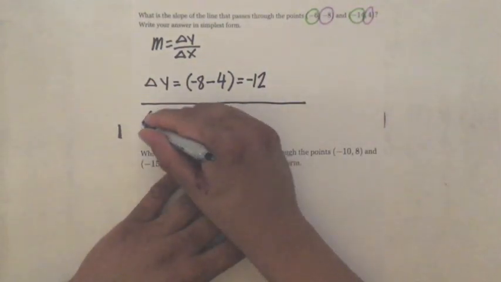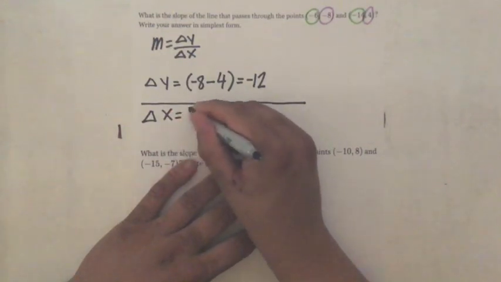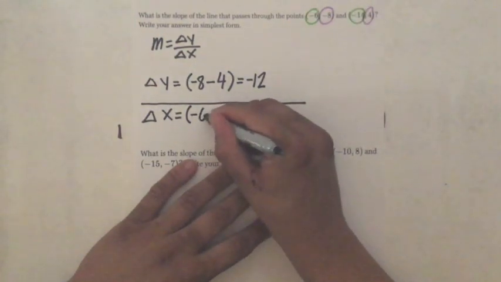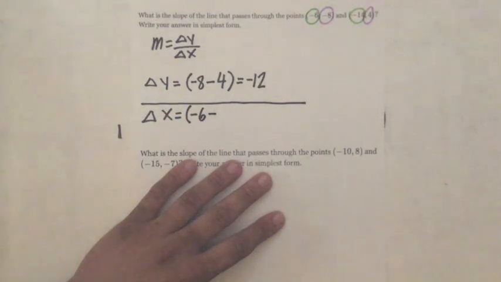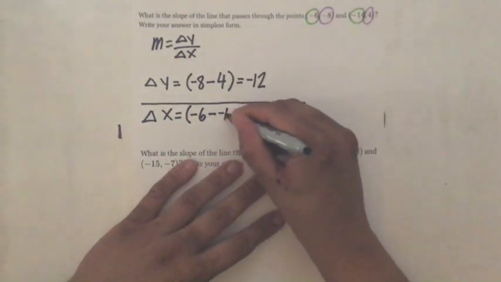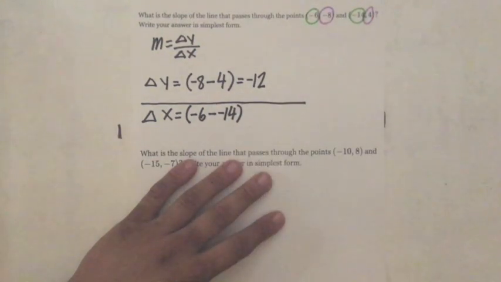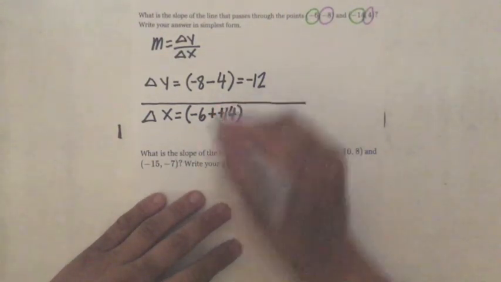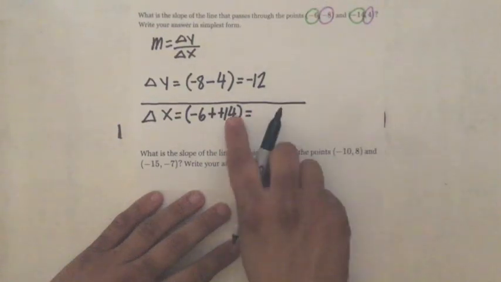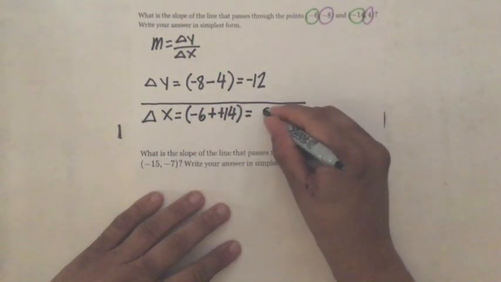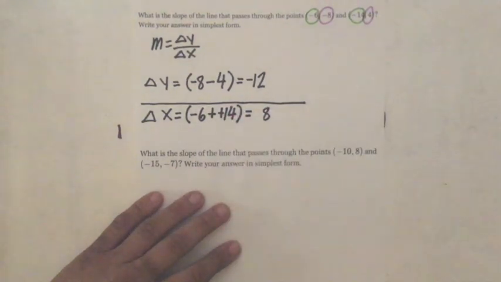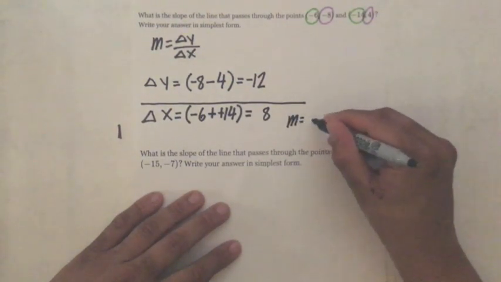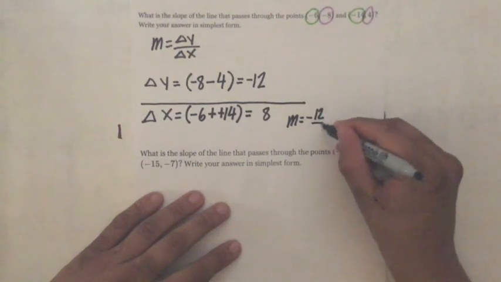Right? So now we're going to do delta x on the bottom. So x minus x. So negative 6 minus negative 14. Remember, a minus minus cross into each other and become a plus. Now, these two are different signs, so we subtract. 14 minus 6 is 8. 14 is the bigger integer, and it's a positive, so the answer is positive, right? So our slope is going to be negative 12 over 8.